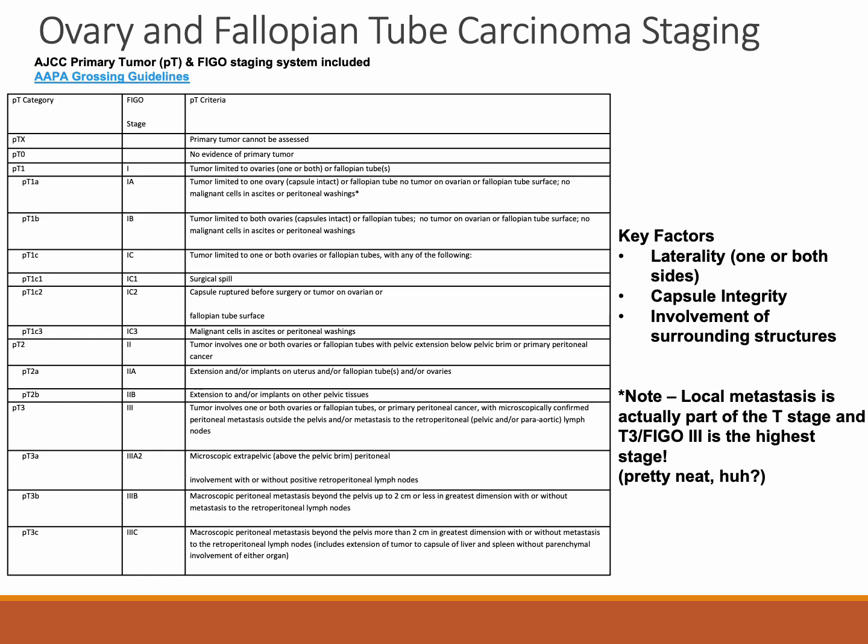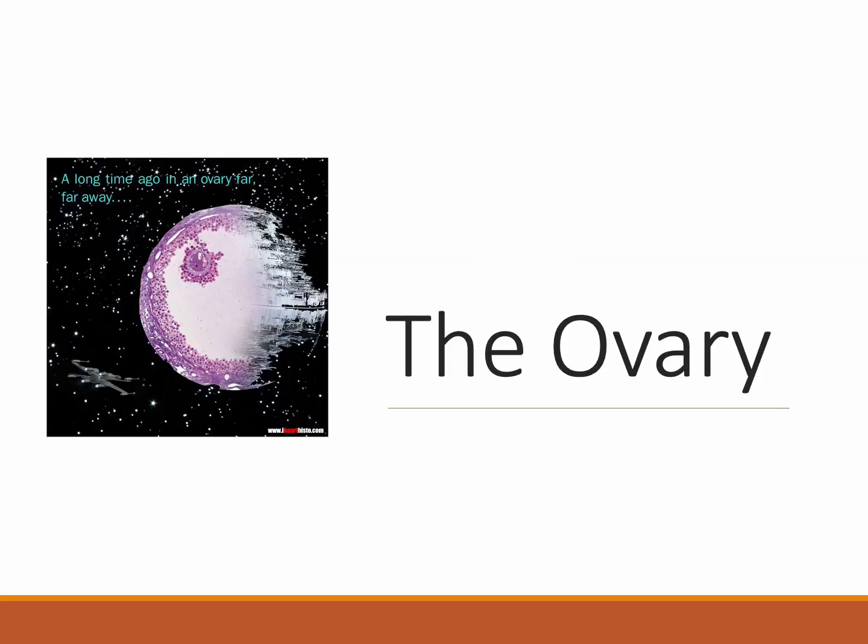The biggest things to consider are laterality. So whether it's found on one side versus both sides, so you might have to refer to the history or see what you get. You're also, particularly for the ovary, going to look for capsule integrity and if it's locally invasive. One thing to note is there's no T4, right? So we stop at T3, and local metastasis is actually part of that. So it's kind of an unusual staging criteria for fallopian tubes and ovaries because they are kind of unusual tumors, especially ovarian tumors, which we'll talk about shortly, like right now.